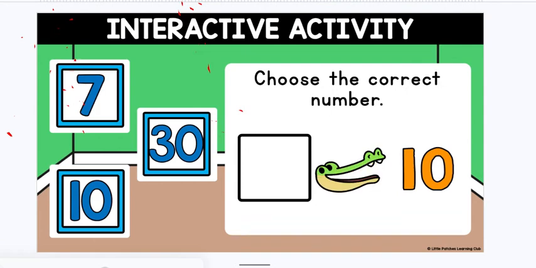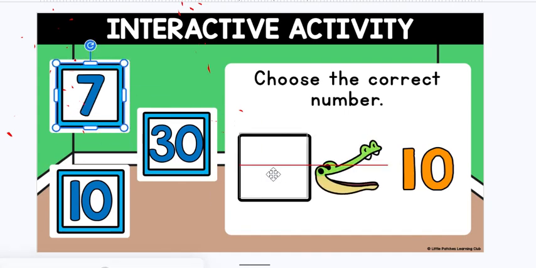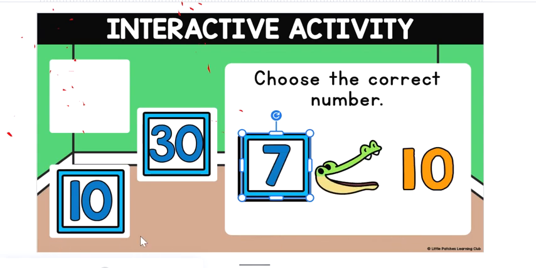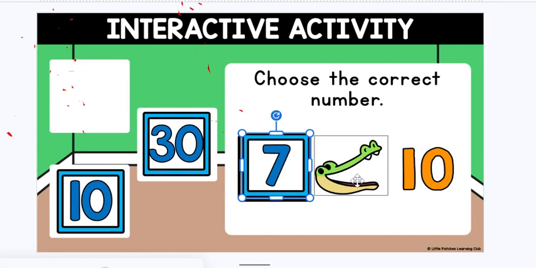Choose the correct number. We're looking to see what is less than 10. We need a number that's less than 10. What number did you get? Did you get 7, 30, or 10? Which one is less than 10? I hope you chose 7 because 7 is the only one that is less than 10, because the alligator is eating the big number, which is 10. So we have to find a number here that is less than 10. Okay? All right. Last one.